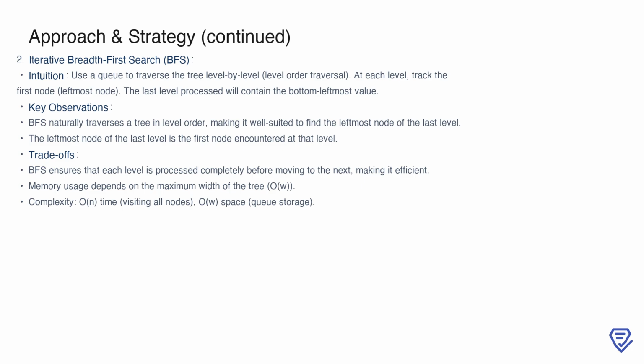BFS has some key advantages. It naturally traverses the tree in level order, which aligns perfectly with identifying the leftmost node of the deepest level. Unlike DFS, there's no need to manually track depth. The trade-offs include memory usage, as BFS requires queue storage proportional to the maximum width of the tree, O(w). However, this method ensures that all nodes are processed level by level, making it efficient and reliable. BFS, like DFS, has a time complexity of O(n), but its space complexity depends on the tree's width.